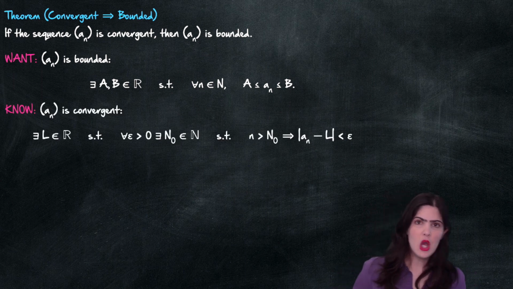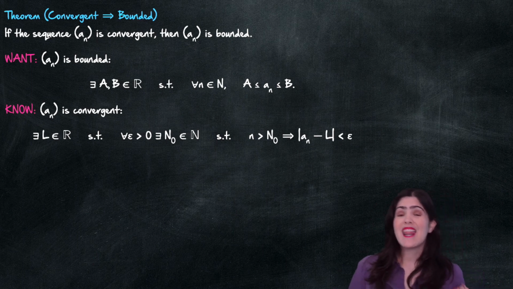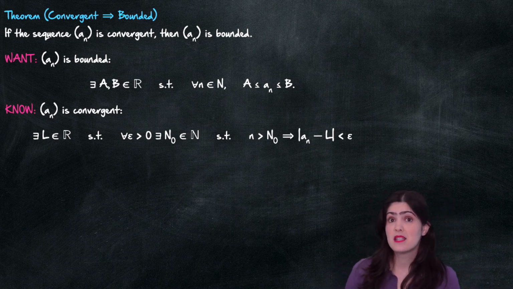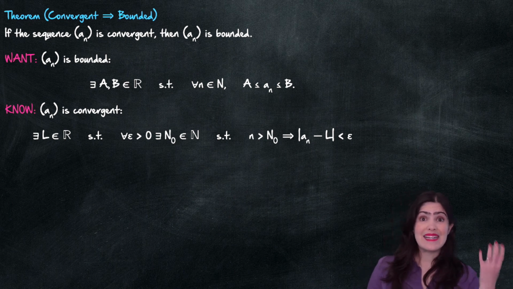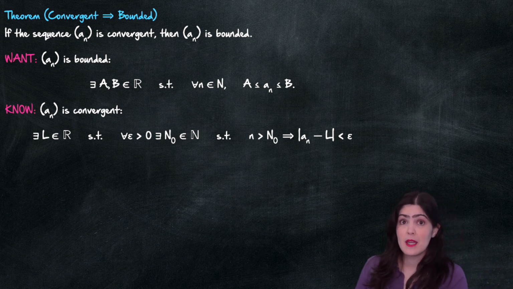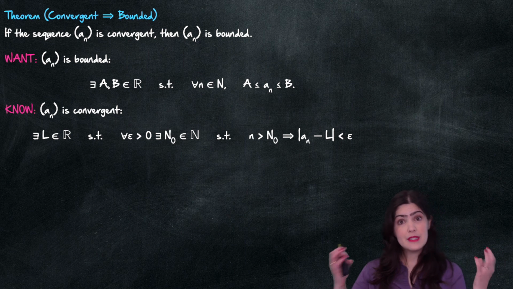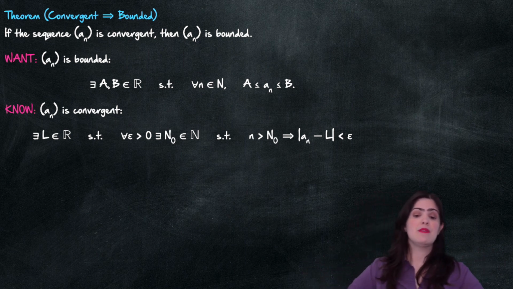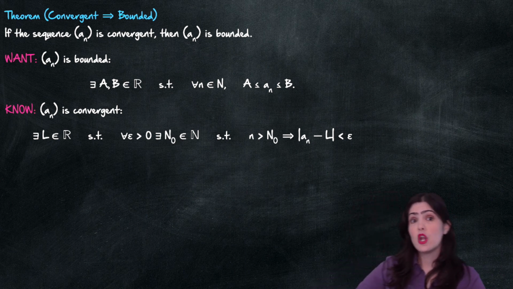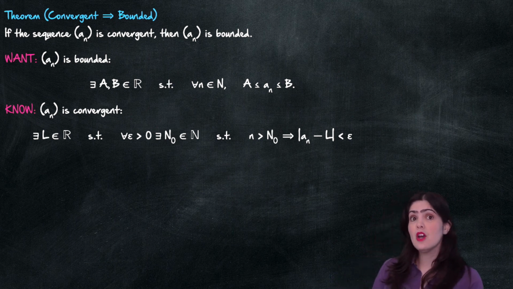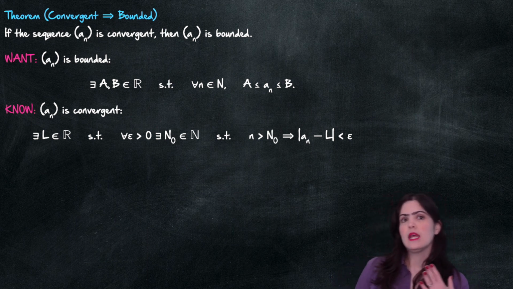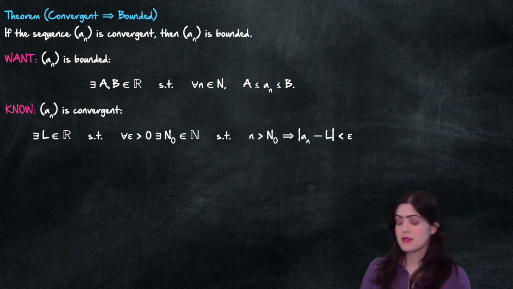And what I know is that my sequence is convergent. That means that I know that the limit exists. I don't know what the limit is, but I know it exists, and I'm just giving it a name. I'm calling it L. So if I'm expanding out the definition, what I know is that there exists a real number L, such that for every epsilon positive, there exists an n naught in the natural numbers, such that n greater than n naught implies that the distance between a_n and L is less than epsilon.